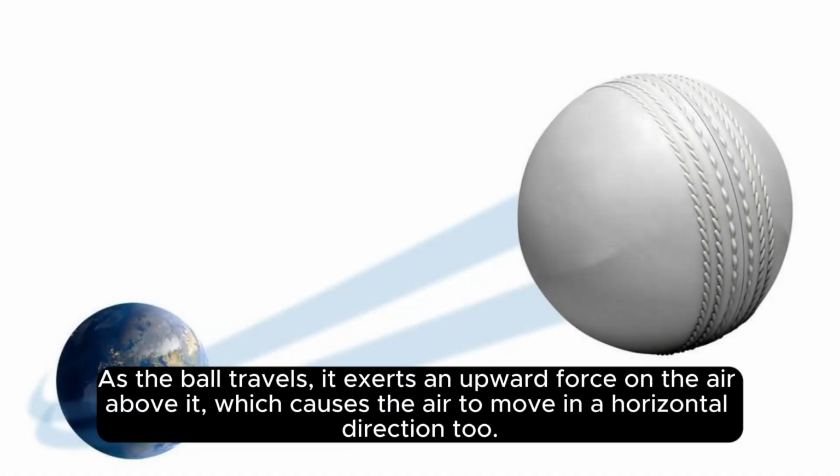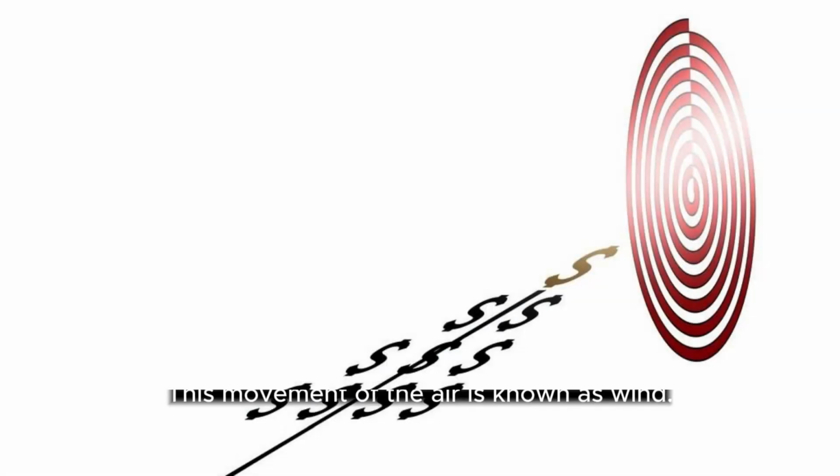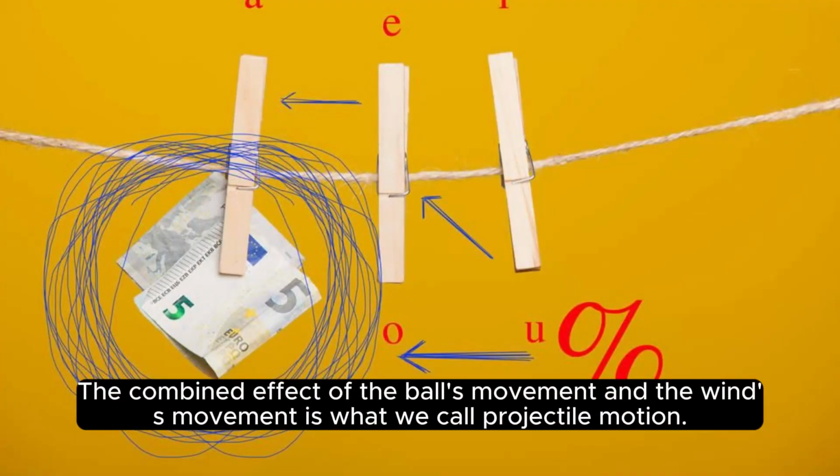As the ball travels, it exerts an upward force on the air above it, which causes the air to move in a horizontal direction too. This movement of the air is known as wind. The combined effect of the ball's movement and the wind's movement is what we call projectile motion.